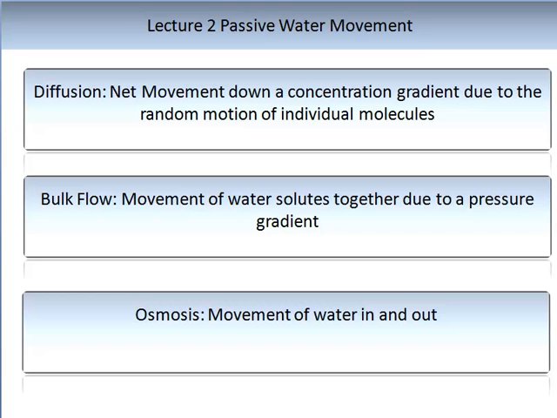In summary, passive water movement in the root occurs with three processes in place. Diffusion occurs as this is the net movement down a concentration gradient due to the random motion of individual molecules. Bulk flow is the movement of water and solutes, which does include water, together due to a pressure gradient. And osmosis is the movement of water in and out of a cell.